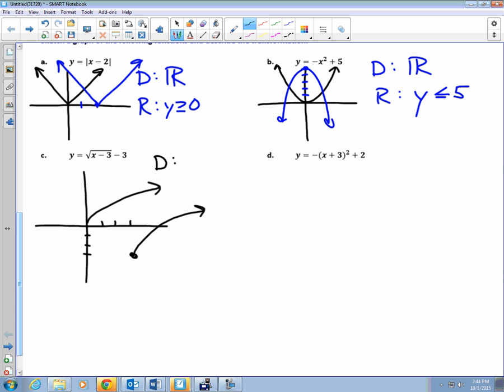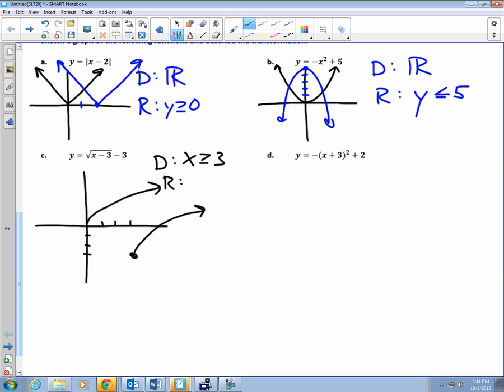Domain. Look at the numbers that I can plug in for this one. Can I plug in 1? No. Can I plug in 2? Can I plug in negative 5? Can I plug in 3, 4, 5? Anything that way, right? So x value is greater than or equal to 3.